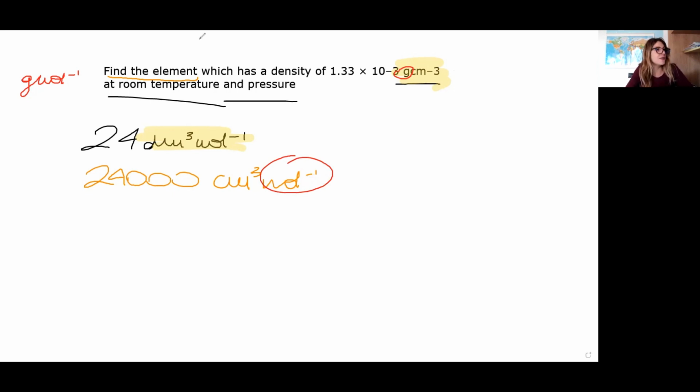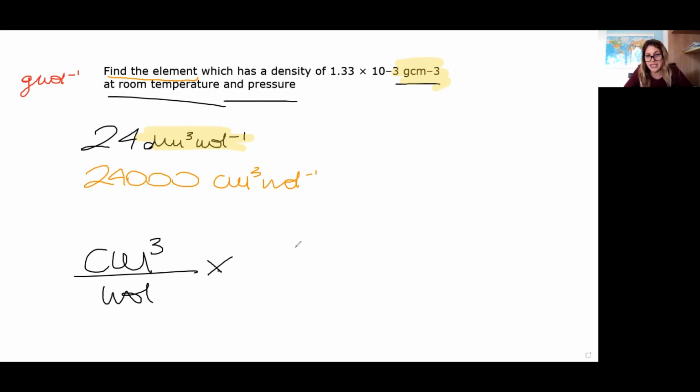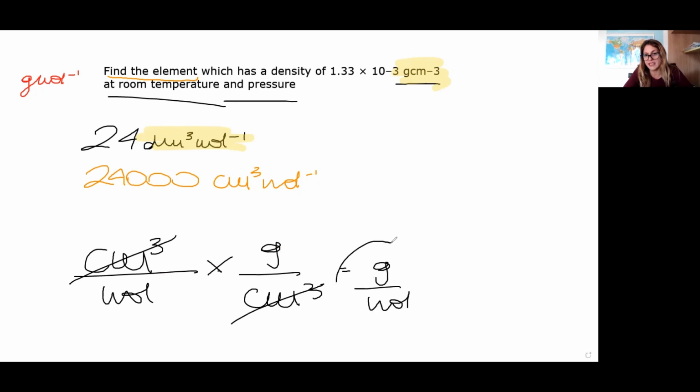In fact, if we do, and I don't really care about the number, I'm just going to show you the unit. We have centimeters cube divided by moles. That's the same when we have the reciprocal. If we times it by grams per centimeters cube, which is the unit of this density, guess what we have? We end up with grams over mole, the unit of the Mr.